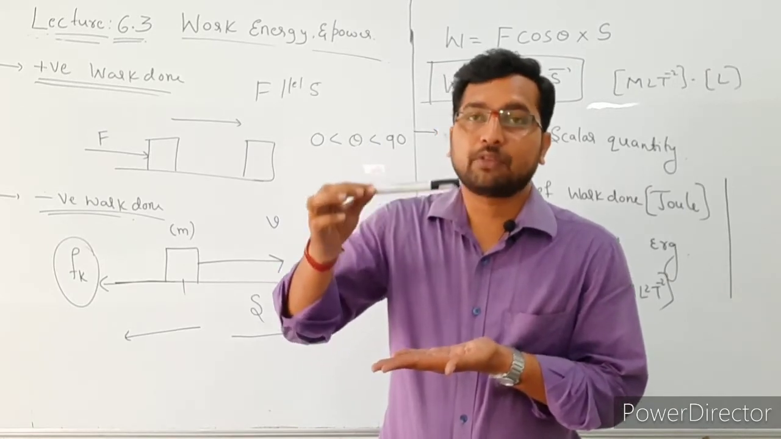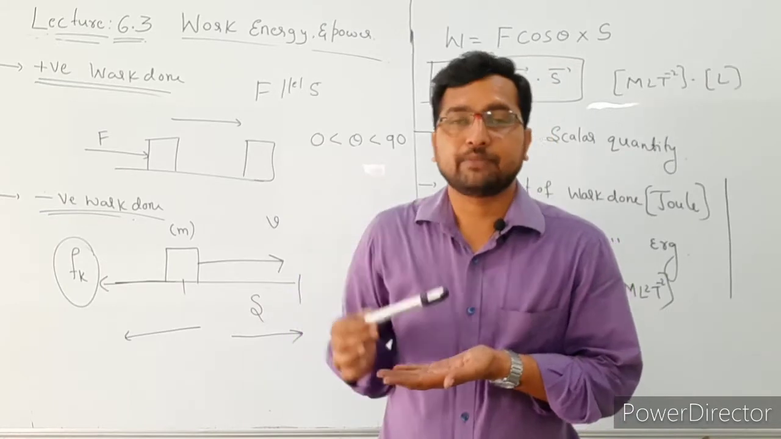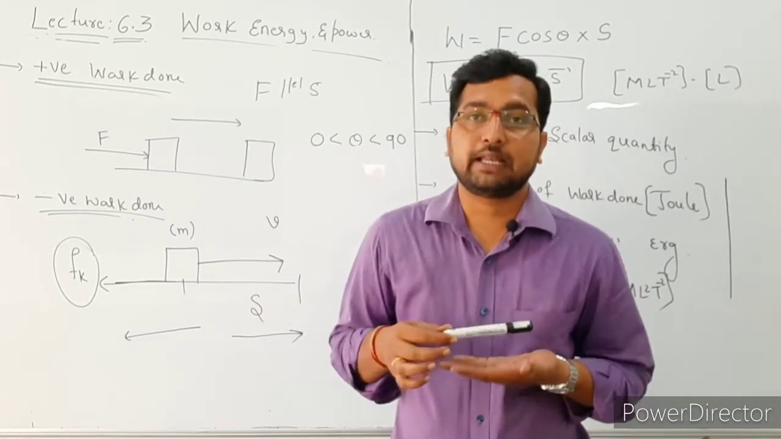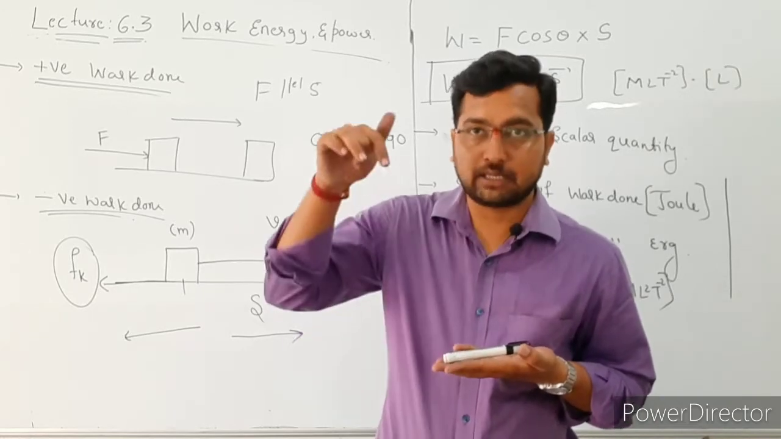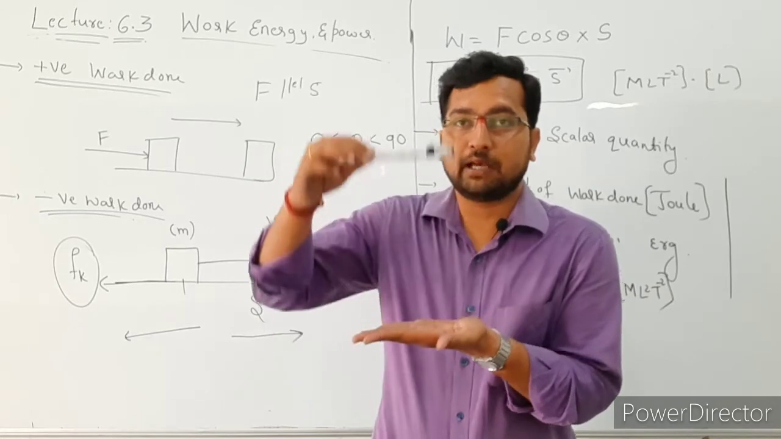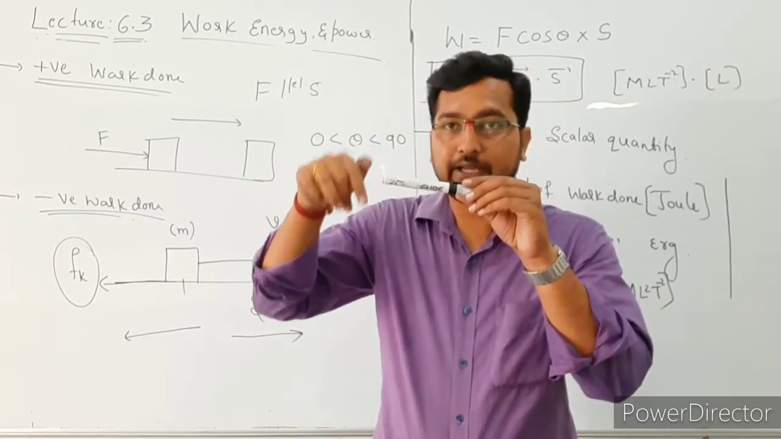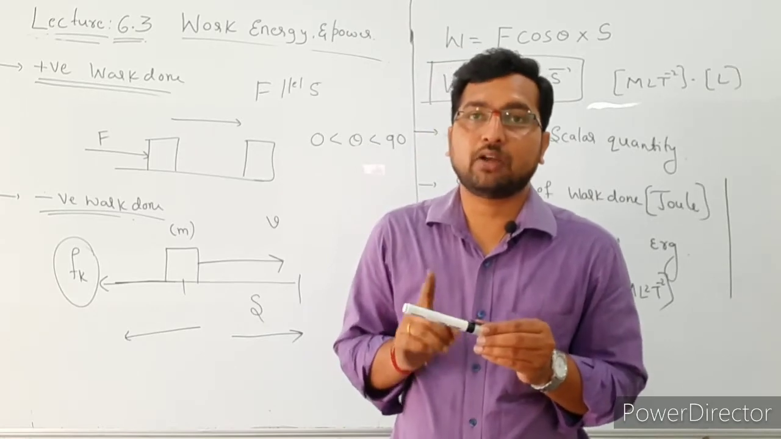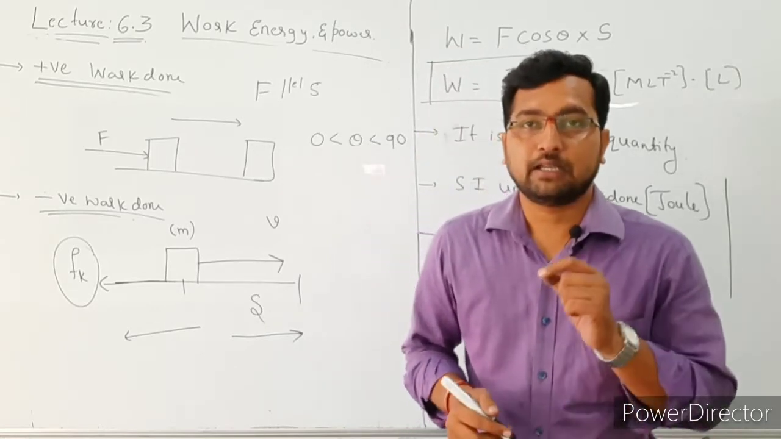So in this case, the work done by the gravity is negative, because the direction of acceleration due to gravity is always towards the center of the earth. But in this case, the body displaces in the upward direction, and the gravity is acting in the downward direction. So the work done by the gravity on this body is negative.